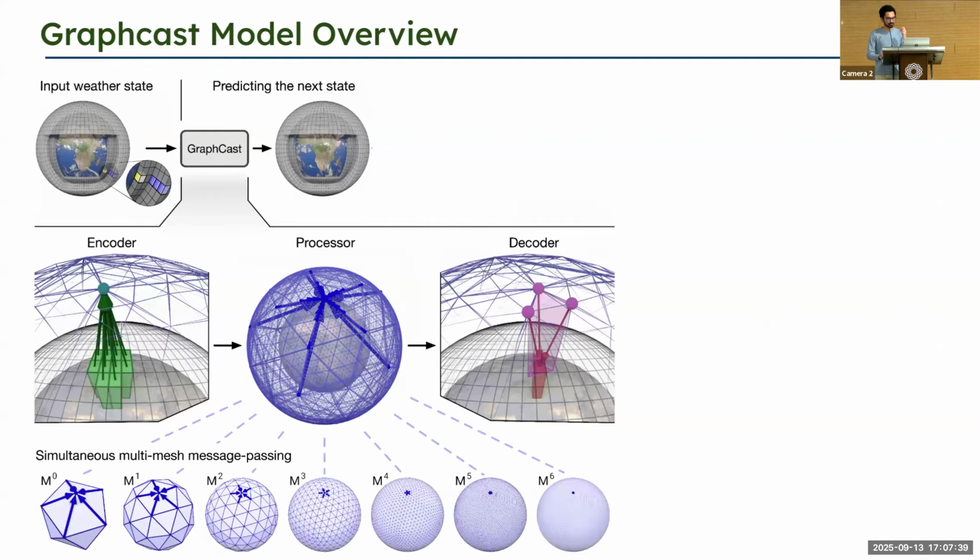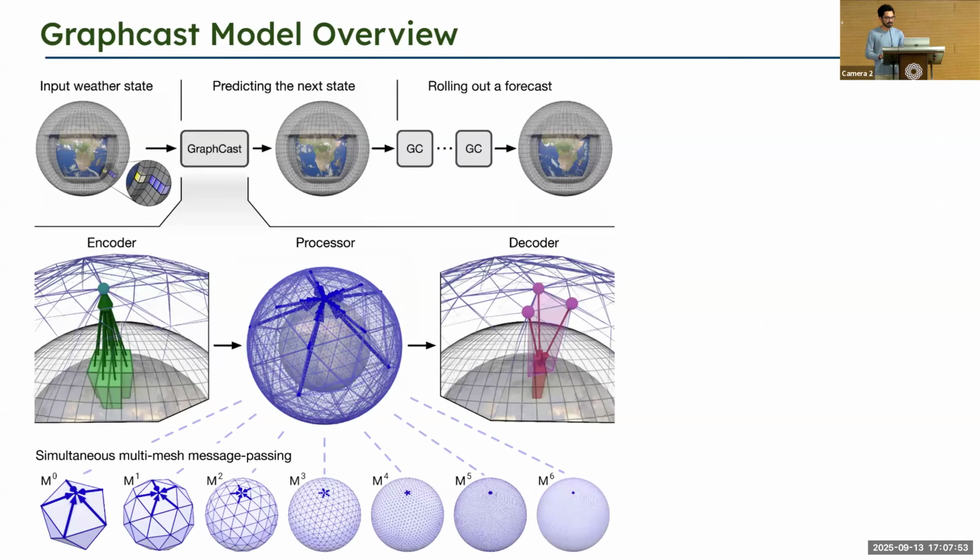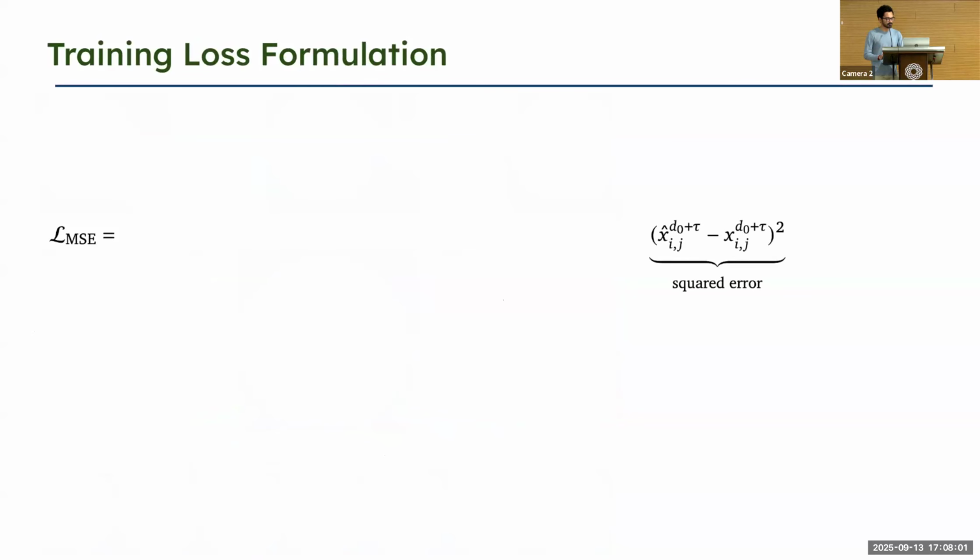And there's also a multi-mesh that they use. It's not just one mesh. They have a mesh with different resolutions. The most coarse, M0, is the coarsest icosahedron, while if you go to M6, it becomes a very close approximation of a sphere. And then once it's learned all this, it's able to roll out a forecast auto-regressively for around a week or so. Now, the training loss is a bit of a long loss function.